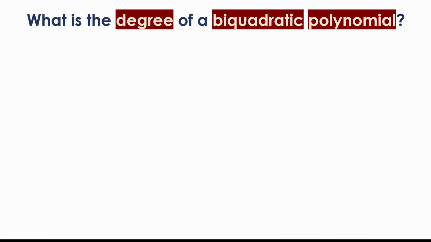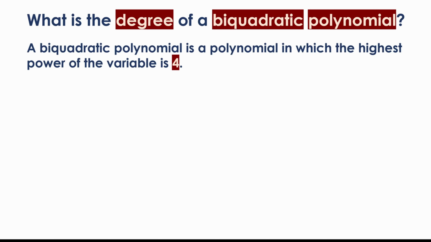What is the degree of a biquadratic polynomial? So to put it simply, the answer is: a biquadratic polynomial is a polynomial in which the highest power of the variable is 4. So the answer is 4. But I want to actually take a deep dive and understand what the question is asking from us.